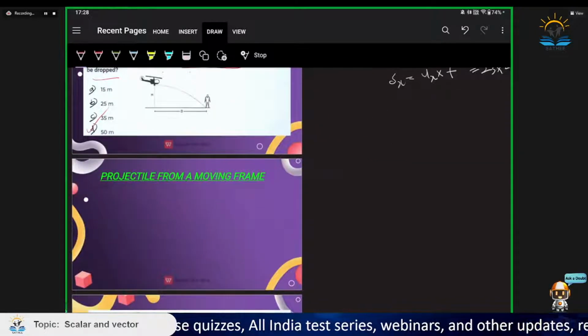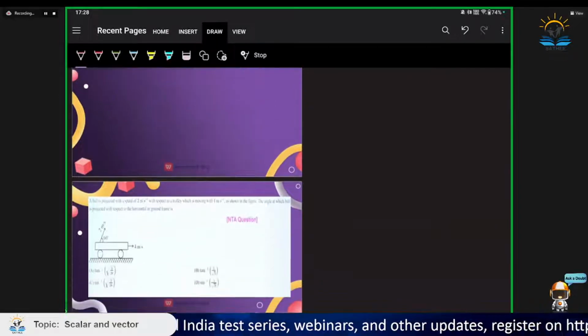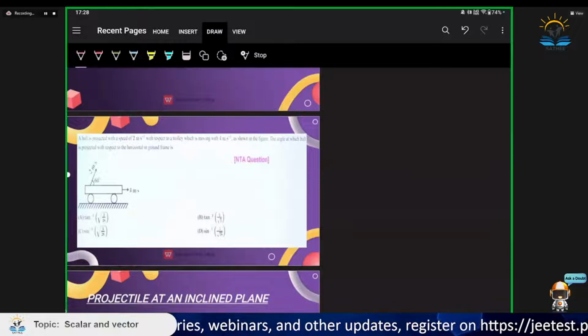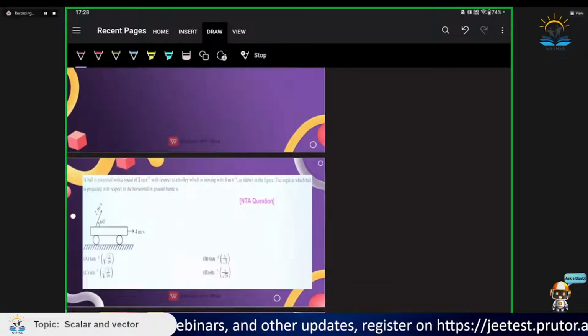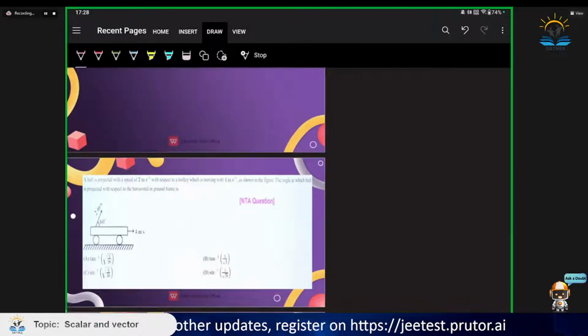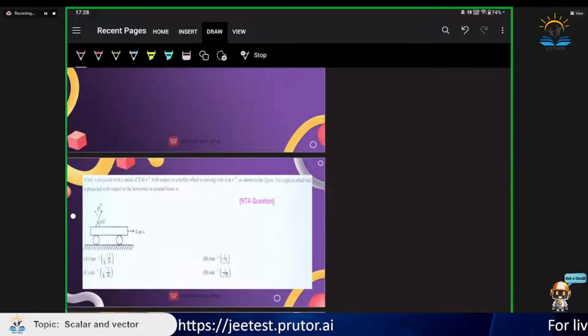Next is projectile from a moving frame. Okay, we have a question here. A ball is projected with a speed of 2 meter per second with respect to a trolley, which is moving with 4 meter per second. The angle at which the ball is projected with respect to the horizontal in the ground frame.